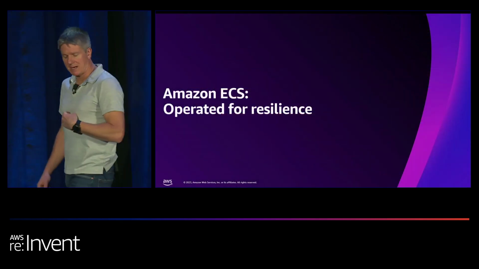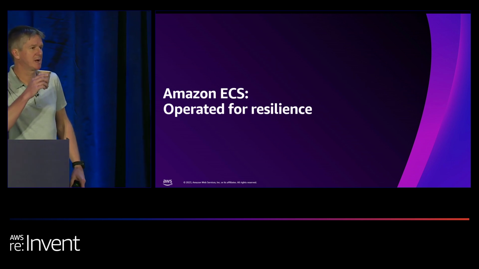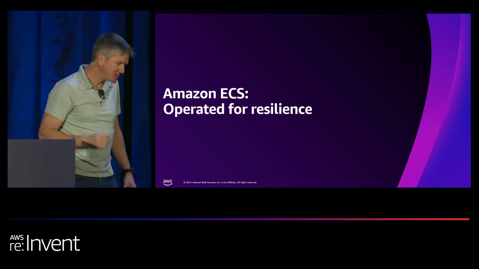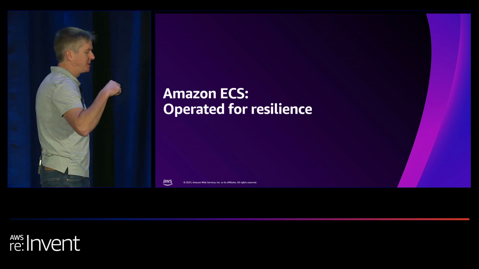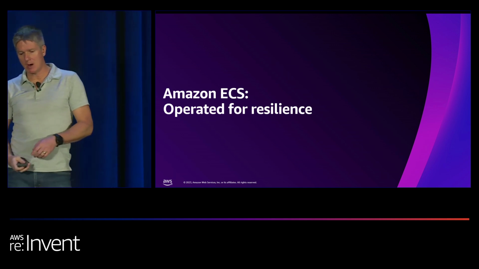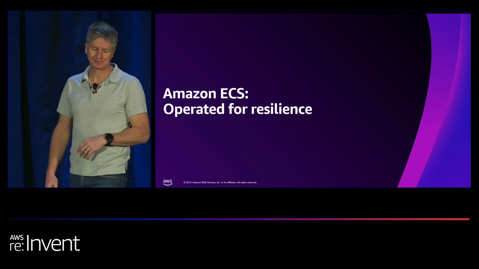So moving on from that, let's talk a little bit about how we operate the service for resilience. We've covered two design patterns that we use in order to think about how to design for failure, how to architect for failure. Now we're going to cover a little bit about how we think about operating for resilience.